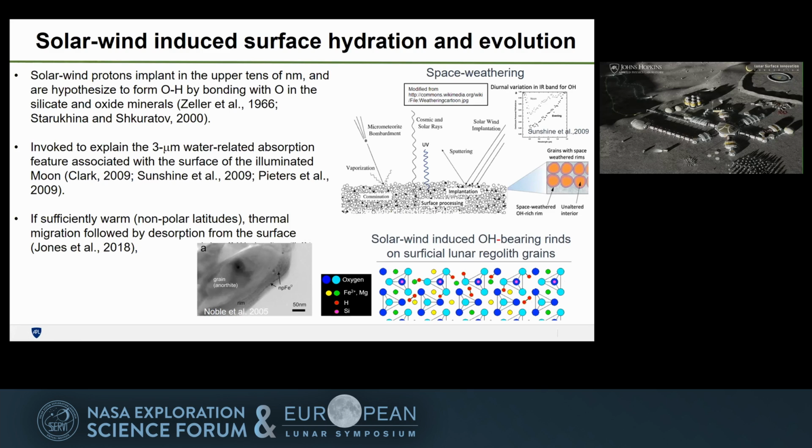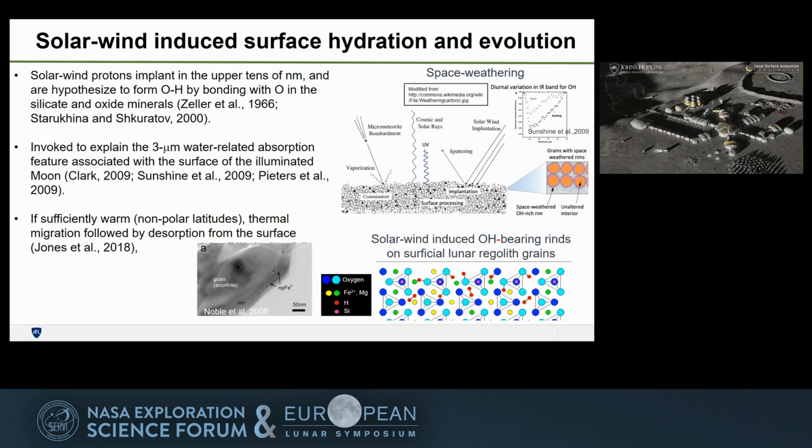This is a process theorized more than 50 years ago for the production of OH on the surface of the illuminated moon. And I want to point out that we're now transitioning to talking about the illuminated moon, not the PSRs. And we're talking about abundances of tens to hundreds of thousand ppm, not percentages.